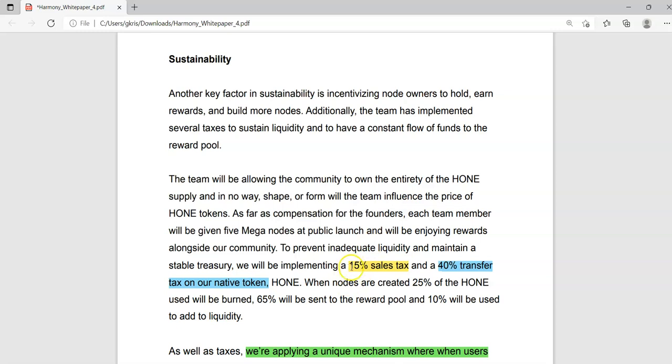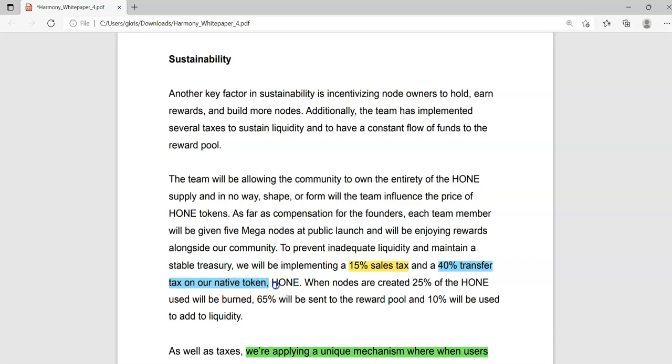And if you see here, they do have a 15% sales tax. That means whenever you claim and sell the token, you need to pay 15%. For example, if you have $100 worth of tokens and you're selling, you will be paying $15 worth of sales tax, and you'll be getting $85. Just quick math. And they do have a 40% transfer tax on the native token HON.